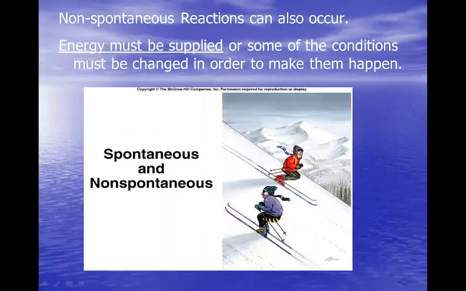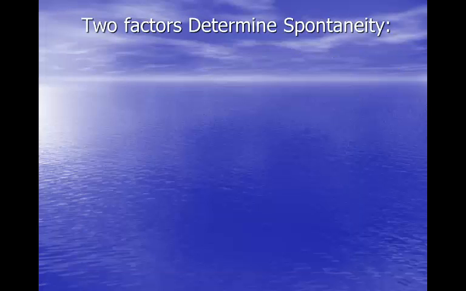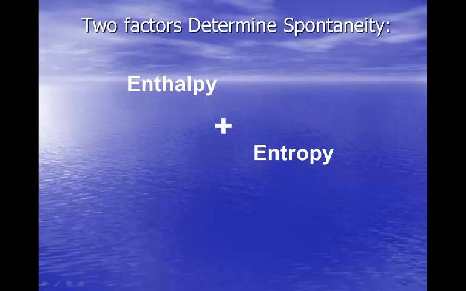Non-spontaneous reactions can actually happen, but it takes a lot of extra work for the people who want it to happen. So what's spontaneous here? This is spontaneous. This is not. If you want a non-spontaneous thing to happen, it takes a heck of a lot more energy and work to ski up the hill. So spontaneous is a natural occurrence in a favored direction. What determines it? Enthalpy and entropy, two E words.